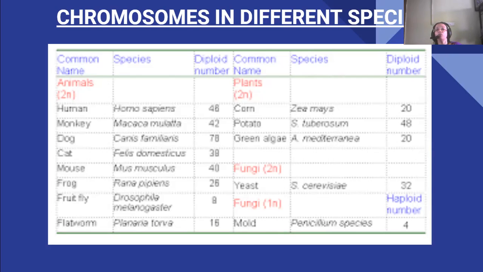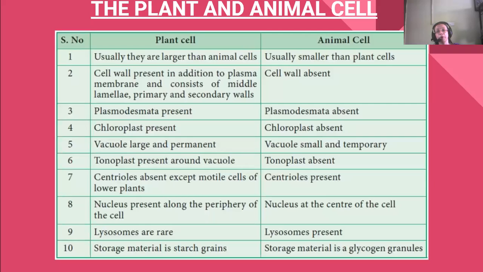Diploid: animal species generally have a double number of chromosomes, 2n, the diploid number. Even certain higher plants like corn, potato, even green algae also have a diploid number of chromosomes. Yeast also has a diploid number. In mold, that is the Penicillium species, we see a haploid number of chromosomes, that is 4 in number. Now we come to some differences between a plant cell and an animal cell.